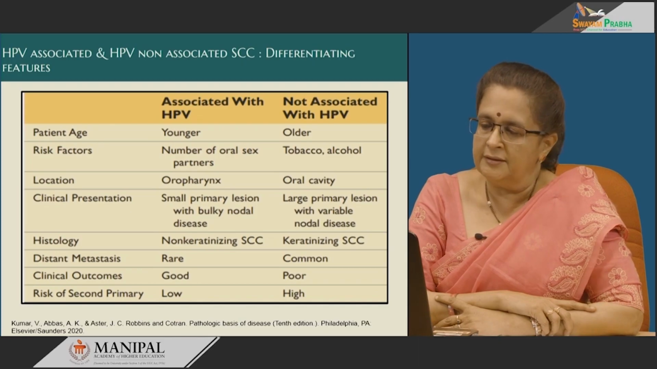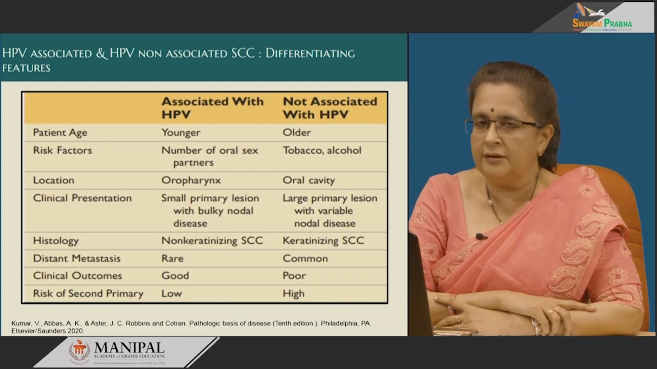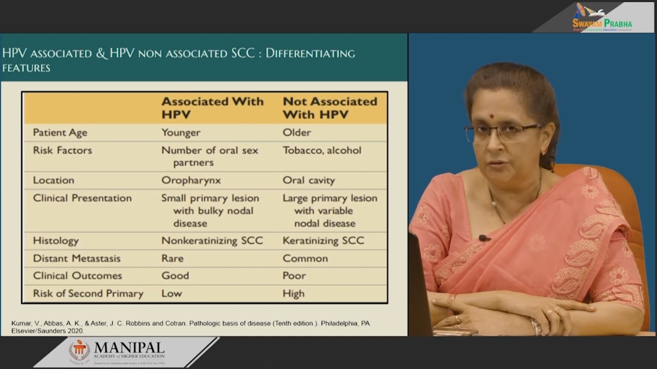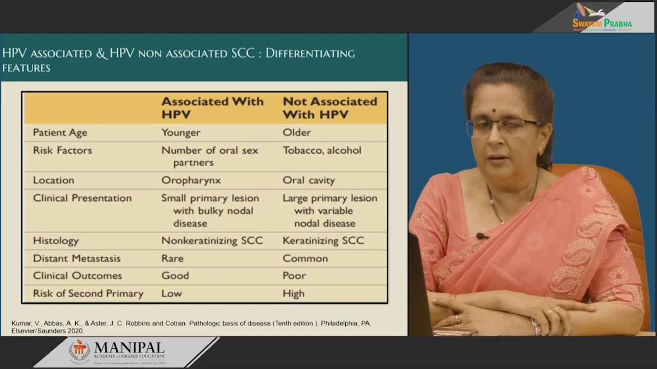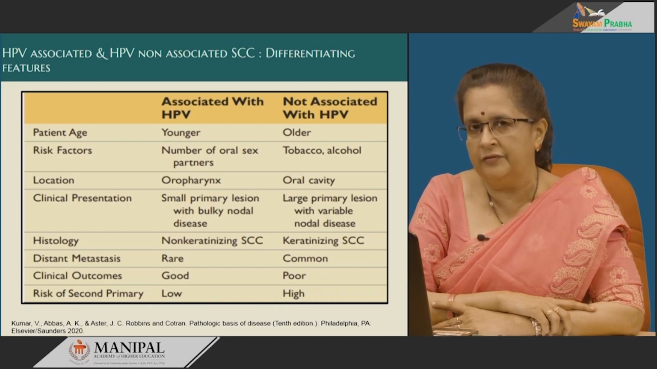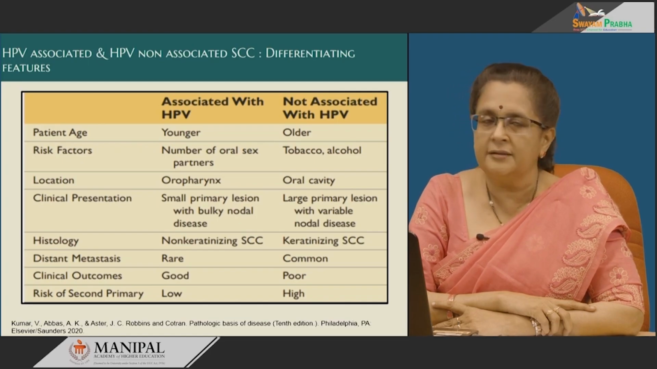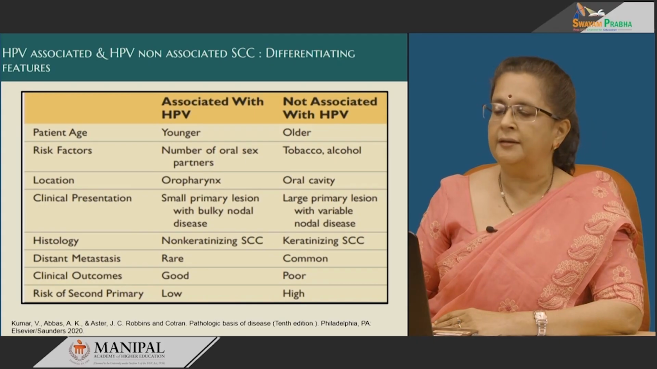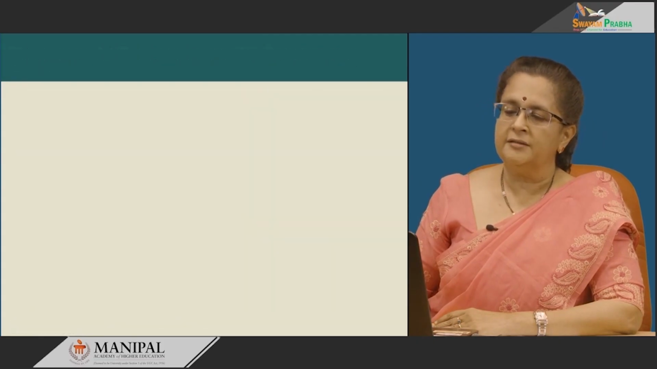Risk of second primary is low, whereas in those which are not associated with HPV, but associated with other risk factors, most important being tobacco and alcohol, the location is usually in the oral cavity with a large primary lesion. Metastasis is common. The histology shows keratinization with varying degree of differentiation and sometimes even variants. Clinical outcome is not as good as the HPV associated squamous cell carcinoma, and because of field cancerization, risk of second primary is definitely there. More in detail about the same.